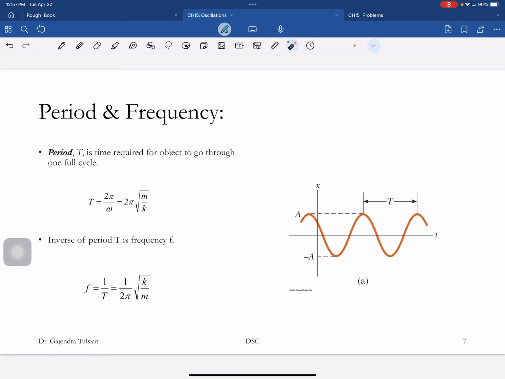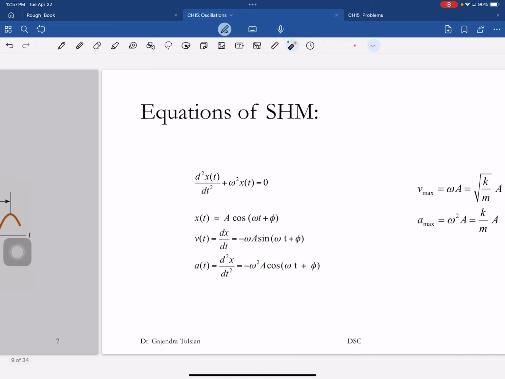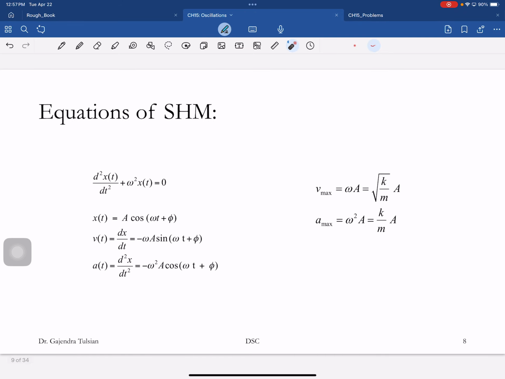Frequency is the inverse of the period. It's the number of oscillations it does per unit time, per second. And so that's frequency.